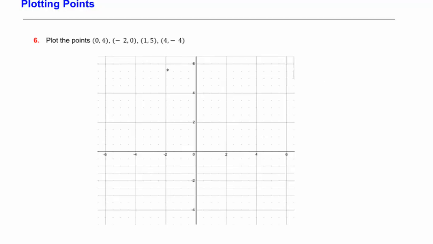Next, let's plot a few points ourselves. When we look at this graph that I have here, I notice there are a lot of these little in-between lines. There are some bigger lines here. Here's 0, 0, and here's over 2, but I actually have several lines in between. That just means you have to pay close attention to that. This graph is scaled a little bit differently.